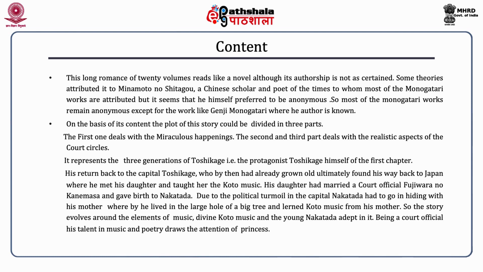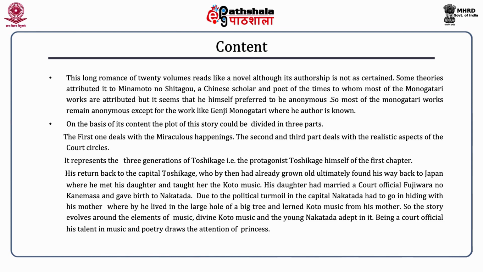The plot is divided into 3 parts. The first part is more of the miraculous, and the second and third parts are realistic, and it covers in these 3 parts the 3 generations of Toshikage, the protagonist who comes in the first chapter, then his daughter and his grandson Nakatada, to whom he teaches the divine music which he learned while staying in the unknown land from a celestial being.